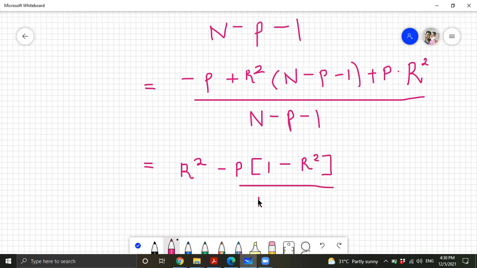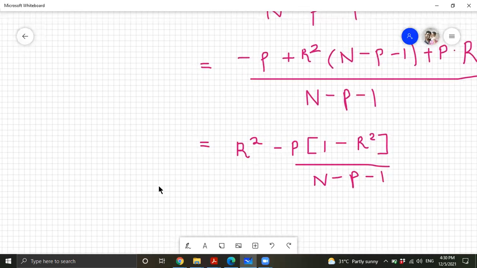Now n minus p minus 1, right? That's it, guys. I'm not going to take it into the next step, because it seemed that the next term would be factorizing this 1 minus r squared into 1 minus r into 1 plus r. No, because here the r squared term is a single term, like an a, you can say 1 minus a, right?